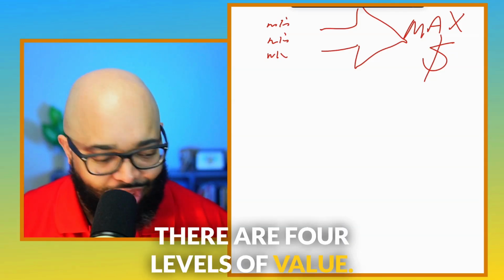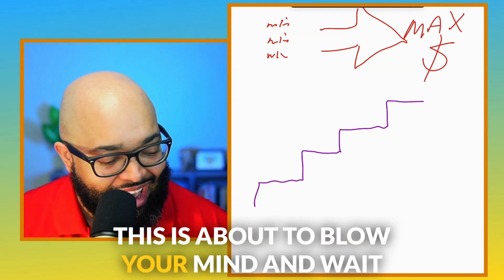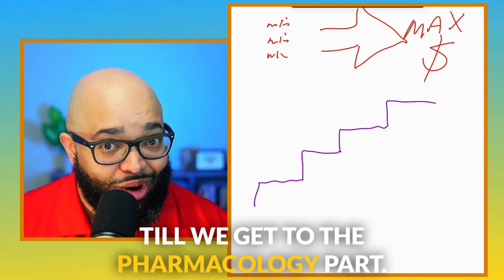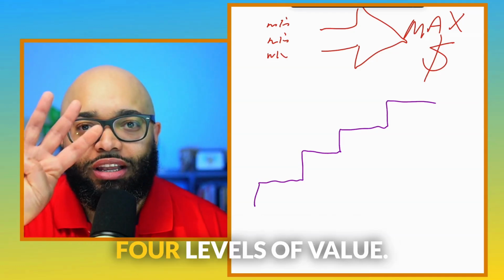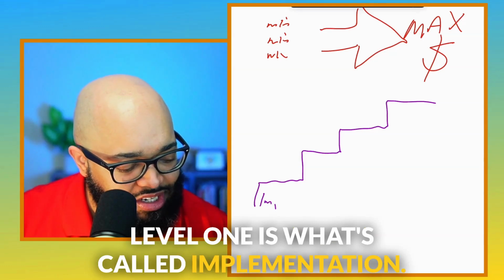There are 4 levels of value. Okay, so watch this. This is about to blow your mind. And wait till we get to the pharmacology part. I'm just laying the foundation. 4 levels of value. Level 1 is what's called implementation.